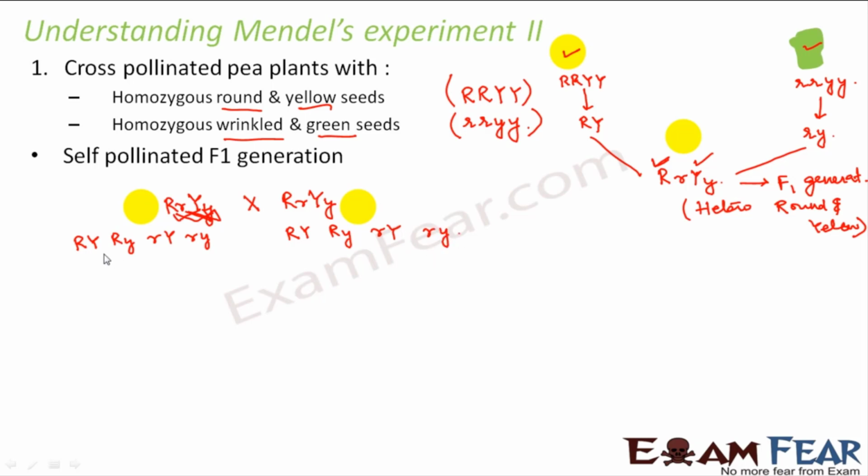Right? Now, as we have done in the previous case, what are the various options that are possible? Now, this first allele, so each of these.